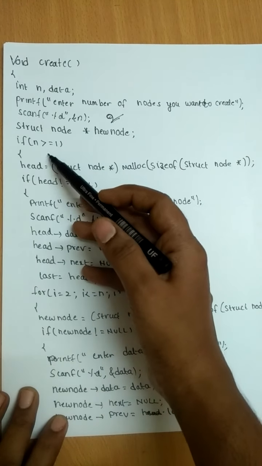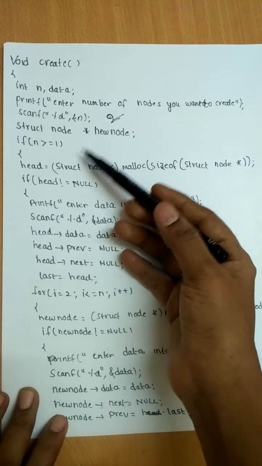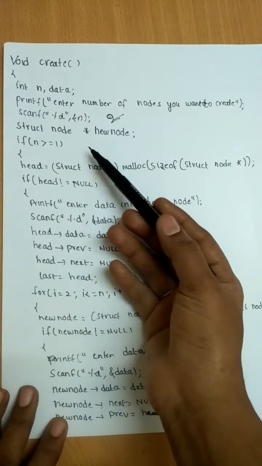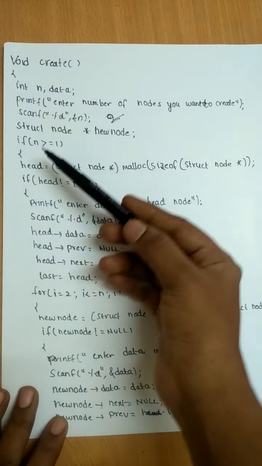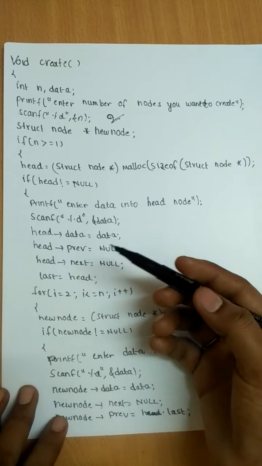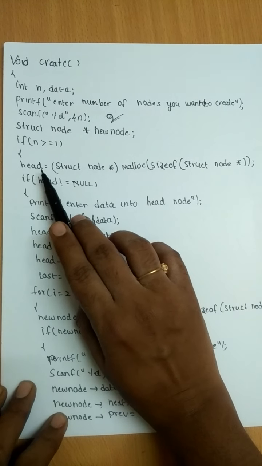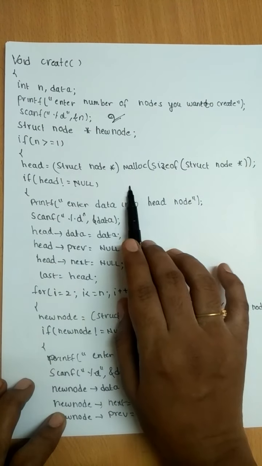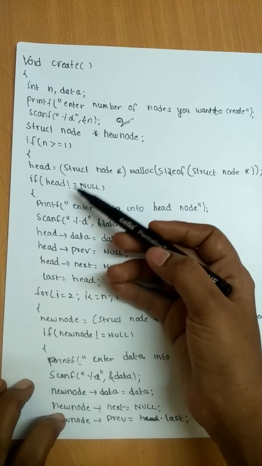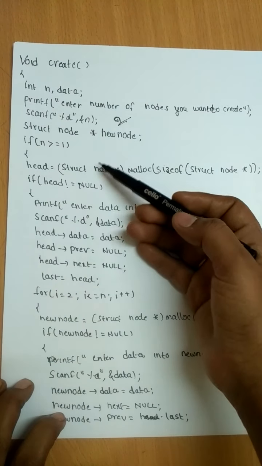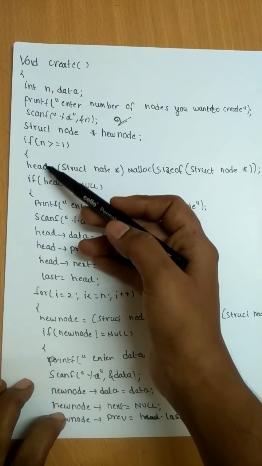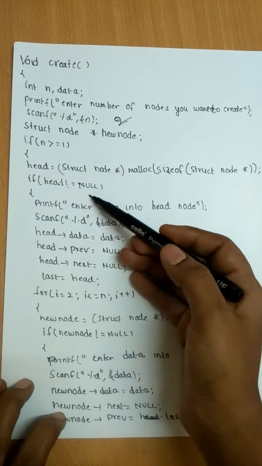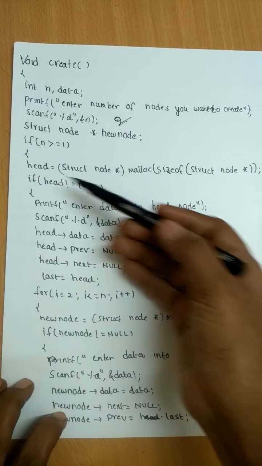If n is greater than or equal to 1 only, we have to proceed. If n equal to 0 means you don't want to create any nodes. If n is greater than or equal to 1, proceed to the next. If n equal to 1, that means our first node is head node. So, assign the memory for the head by using the dynamic memory allocation concept. So, what is the next step? If head not equal to null, that means memory is assigned. If head is null means memory is not assigned by using the dynamic memory allocation concept. So, insertion is not possible if head is null. If head is not null means some memory is there for the head node.